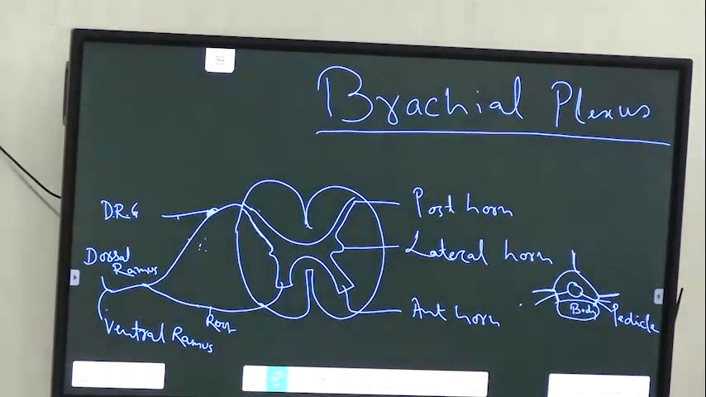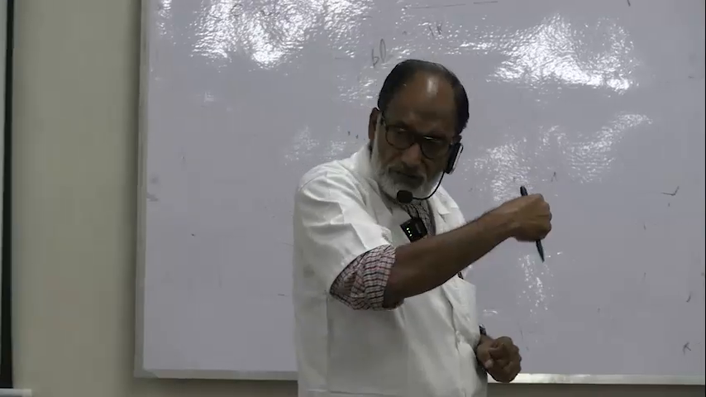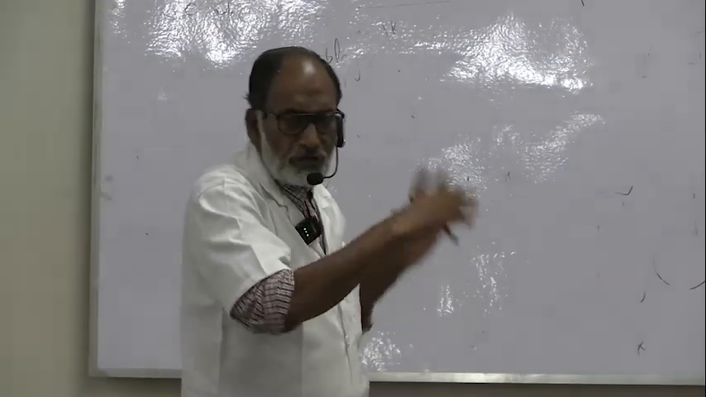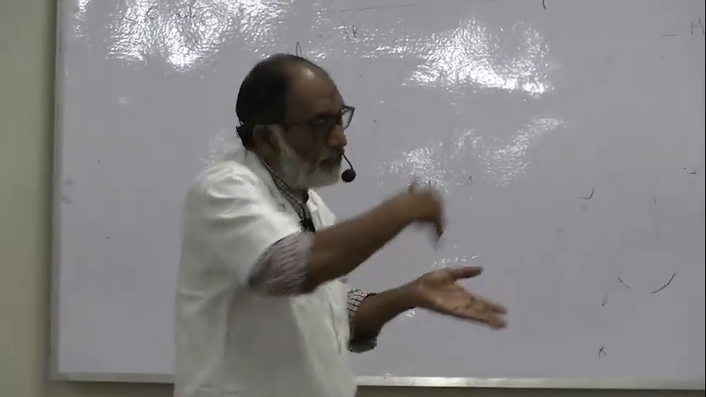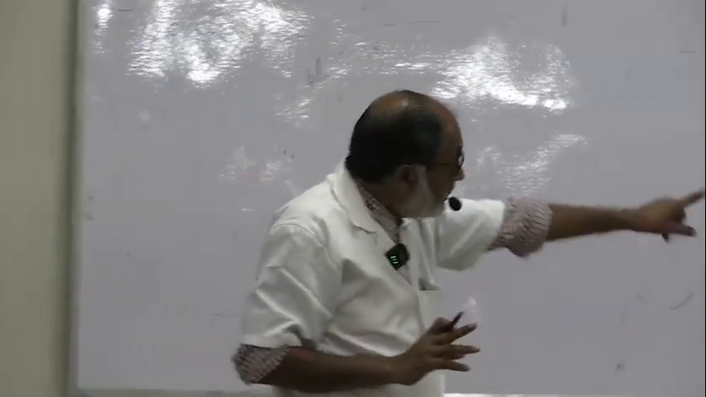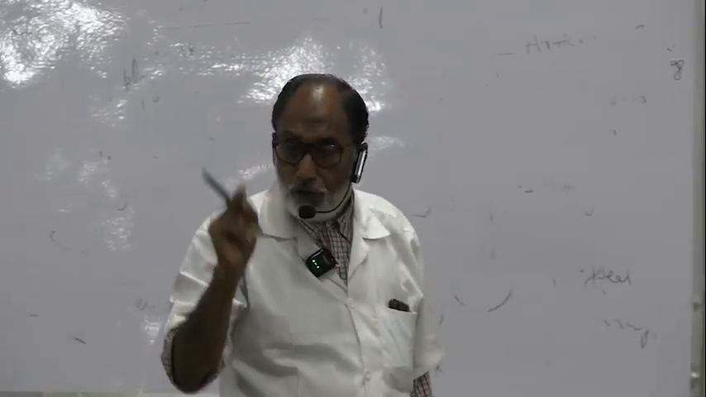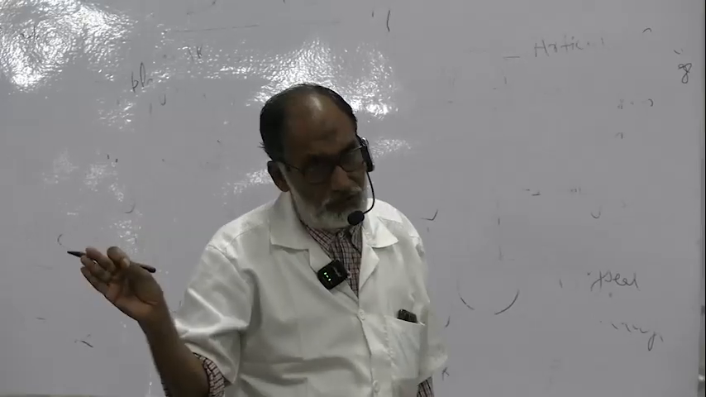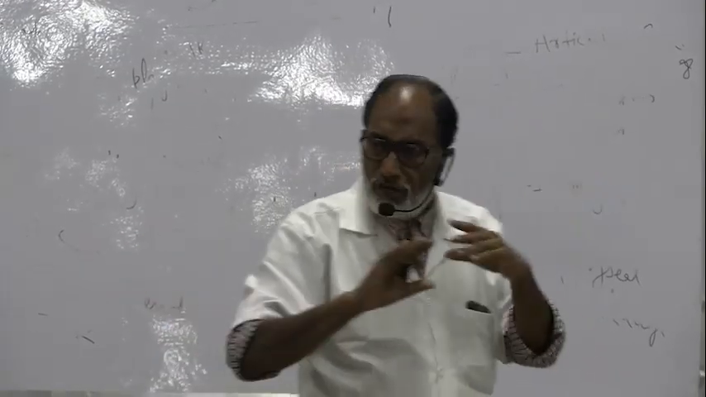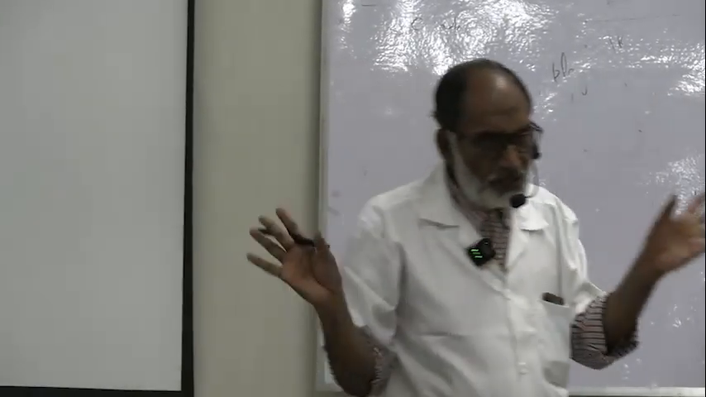So, two roots unite to form spinal nerve. That spinal nerve comes out through the intervertebral foramen. After coming out, they will again divide into two, dorsal ramus and ventral ramus. Now, only the ventral ramus will form nerve plexus, not the dorsal ramus. Dorsal ramus will never form nerve plexus.